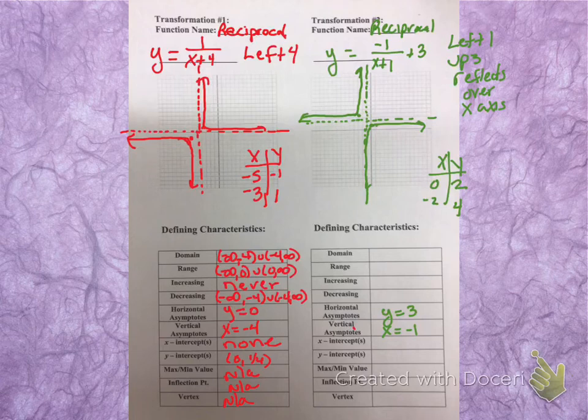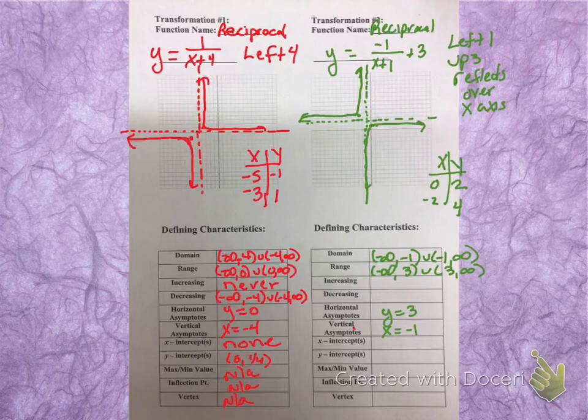Okay, so let's talk about the domain. You have to restrict your vertical asymptote from the domain. I have to restrict -1 from my domain because it makes my denominator 0 and it makes my function undefined. So my domain is -∞ to -1 union -1 to infinity. You have to restrict your horizontal asymptote from your range because y is never going to equal 3 because it's never going to cross the line y equals 3. So -∞ to 3 union 3 to infinity.